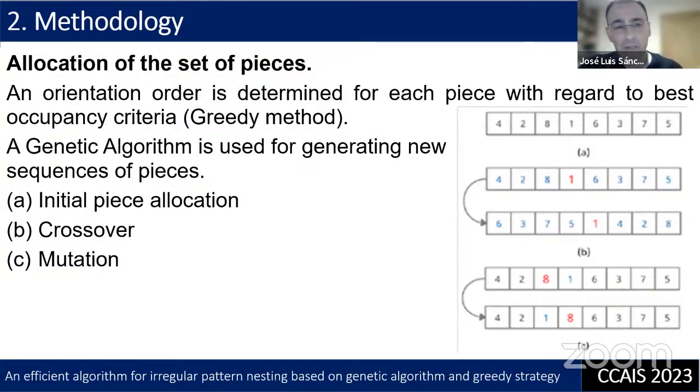With regard to the allocation of the sheet of pieces, an orientation order is determined for each piece with regard to best occupation criteria. This is a greedy method. A genetic algorithm is used so as to generate new sequences of pieces. There is an initial piece allocation. In this example, the first piece is piece 4, the last piece is piece 5. There is a crossover and a mutation so as to test different sequences of pieces.